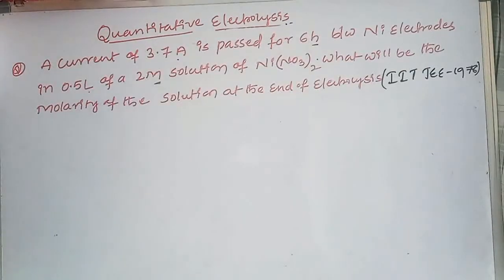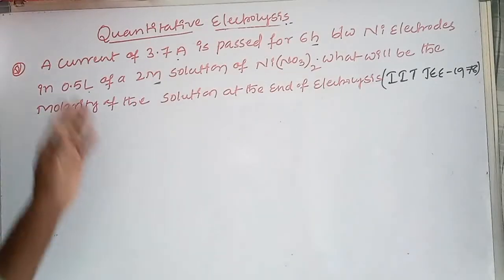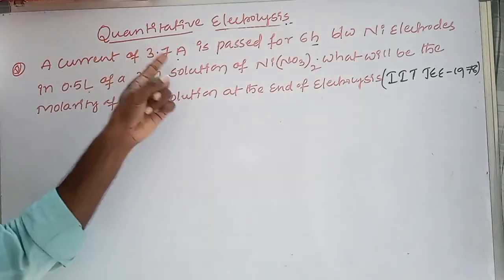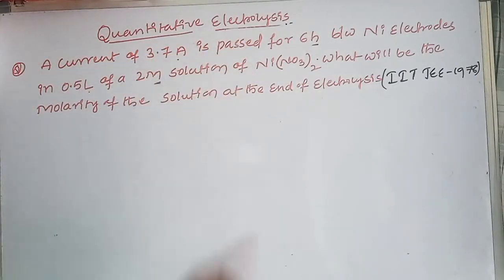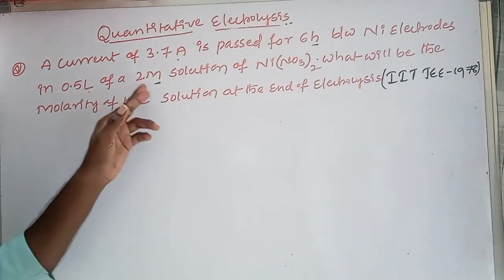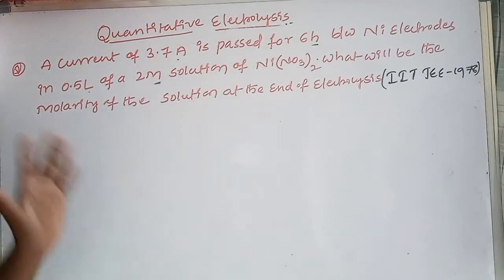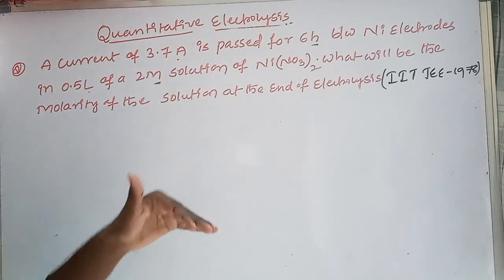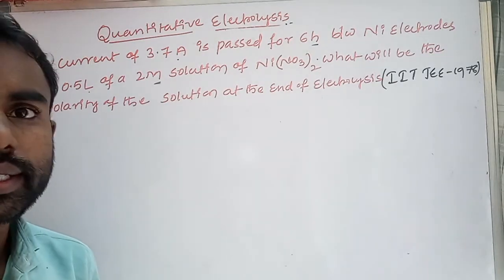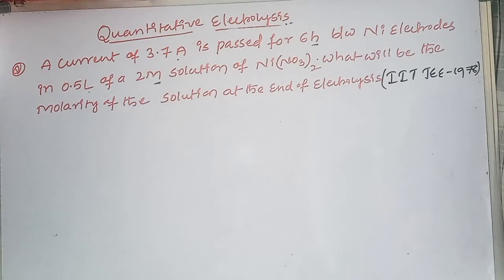Okay, this is another IIT JEE question. The question is from 1978. A current of 3.7 ampere is passed for 6 hours between nickel electrodes in 0.5 liters of a 2 M solution of nickel nitrate. What will be the molarity of the solution at the end of electrolysis? So after completion of electrolysis, what is the molarity of the solution we need to calculate?